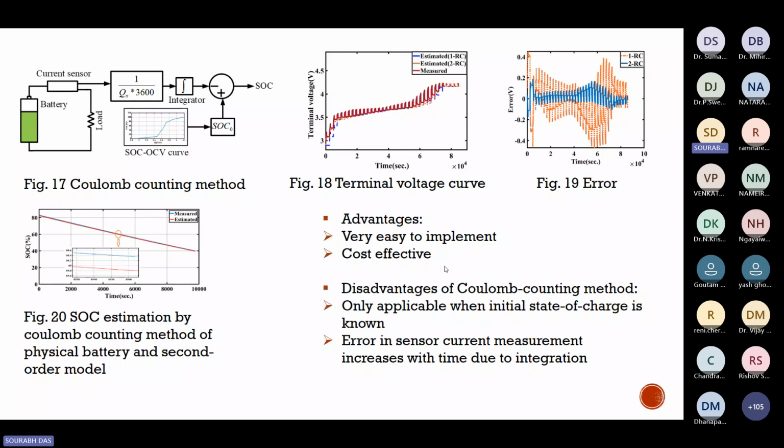So the first disadvantage is that the initial state of charge must be known; only then can we implement this. Otherwise, if we start the car and it always shows 100%, then there is a massive error in the SOC estimation process. So we have to first estimate the initial SOC, then calculate the integration of the current.